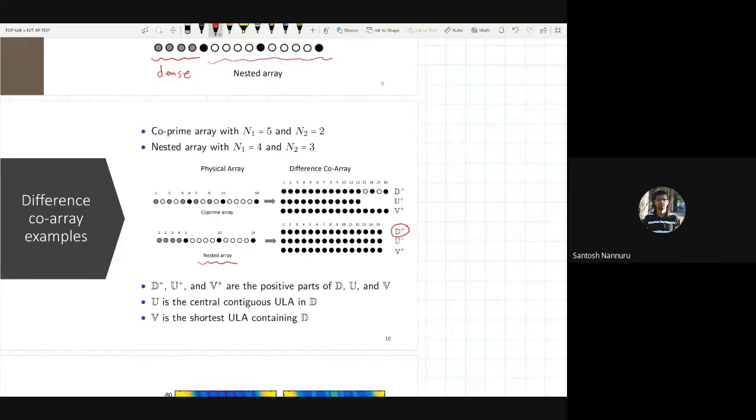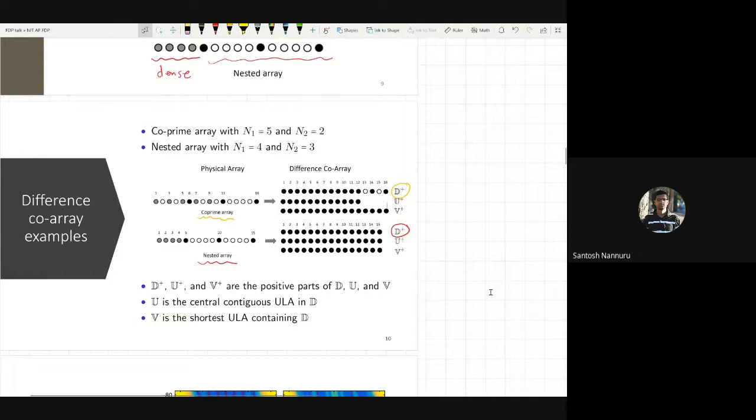Okay, and for coprime, you can work out. You will see you'll have a lot of things. So 1 to 16, or rather 0 to 15, but 2 of them are missing here. Okay, that would happen. It's still okay, still much better than the physical array. So the size of D plus is much bigger than the size of the physical array.